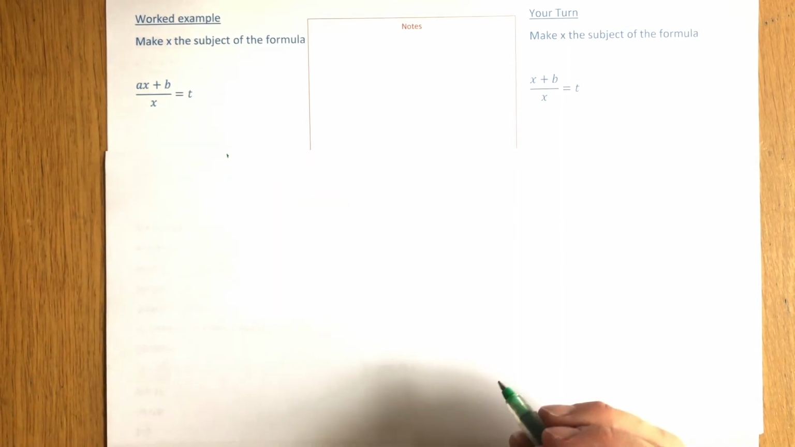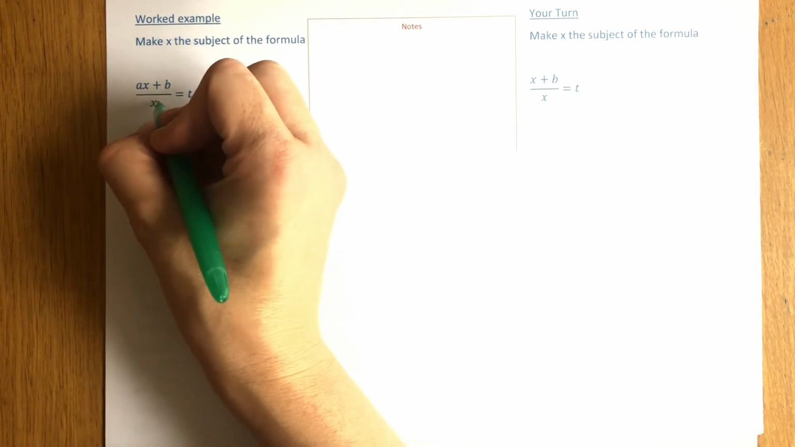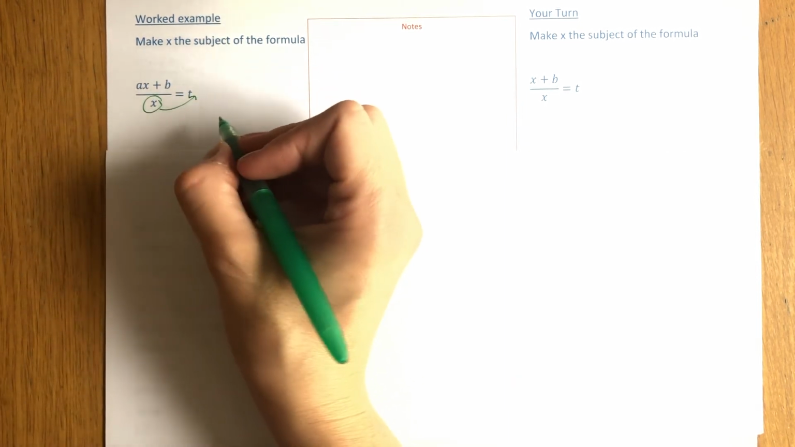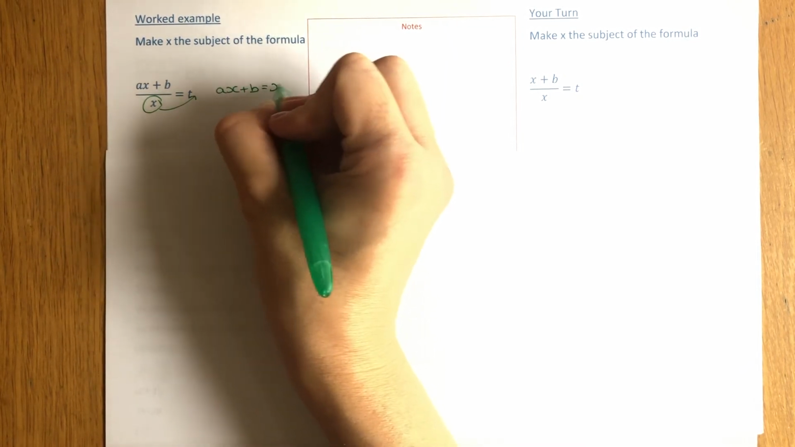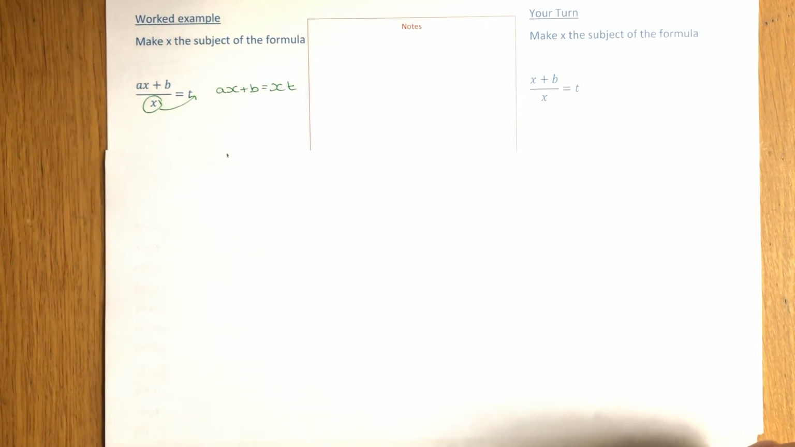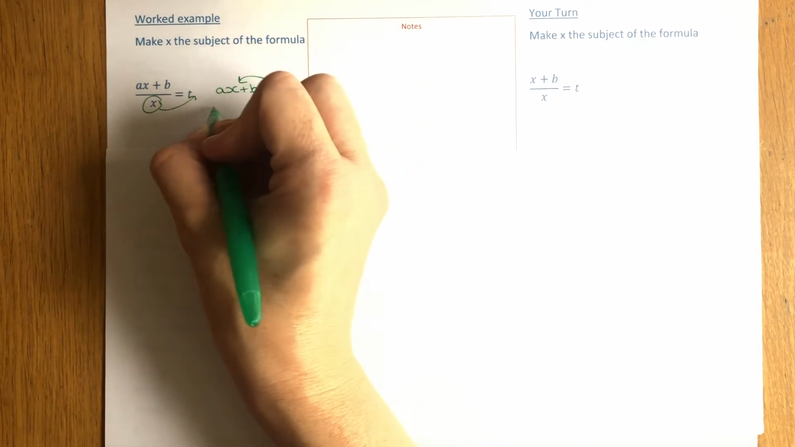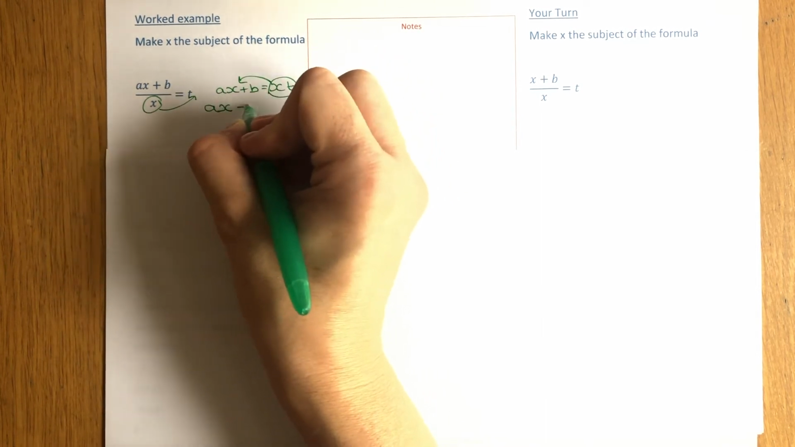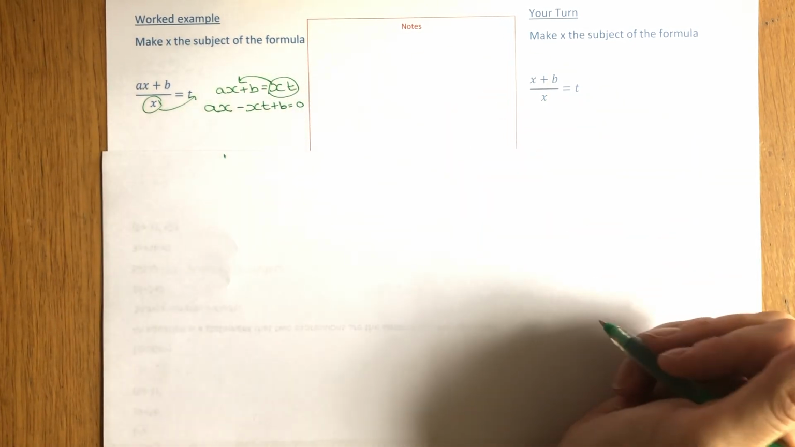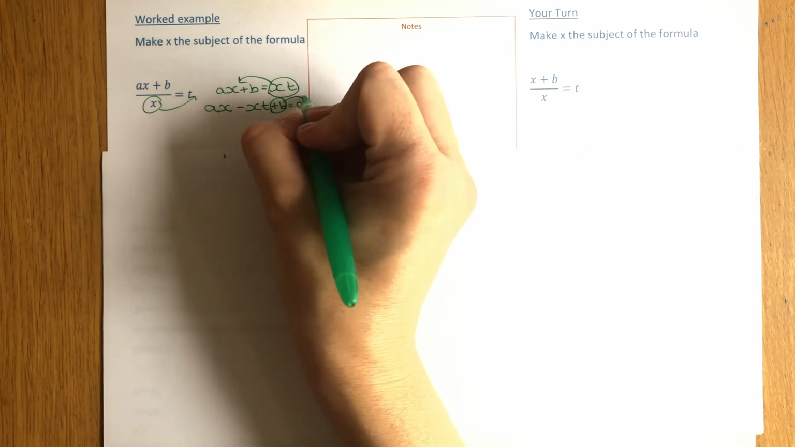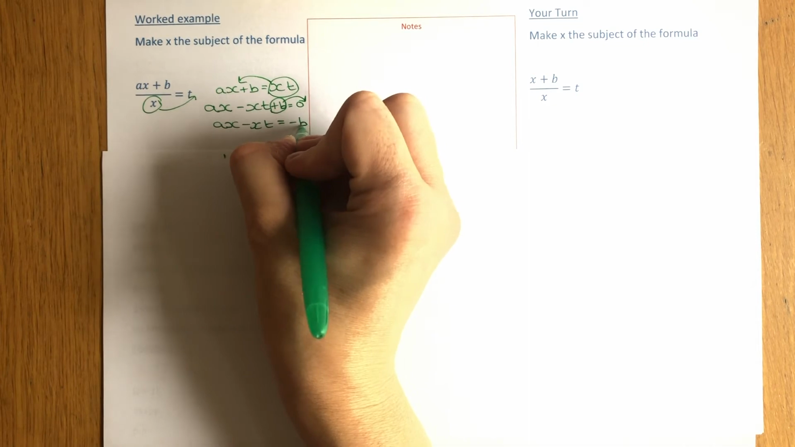Okay, so we need to get rid of the divide because we want them all in a line. So if x comes up, it becomes times by x, so I get ax add b equals xt. Then we need to get all the x's on one side. So let's take that over here. So I get ax minus xt add b equals nothing. You've got nothing left on that side. And then we take the b over there. So I get ax minus xt equals minus b.